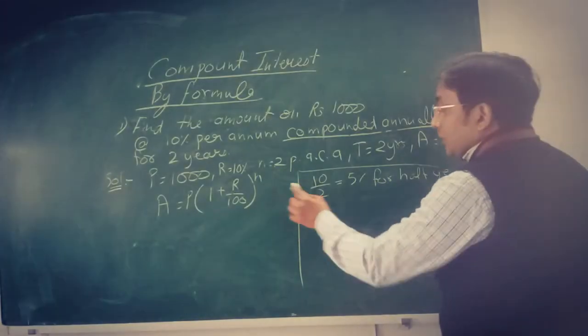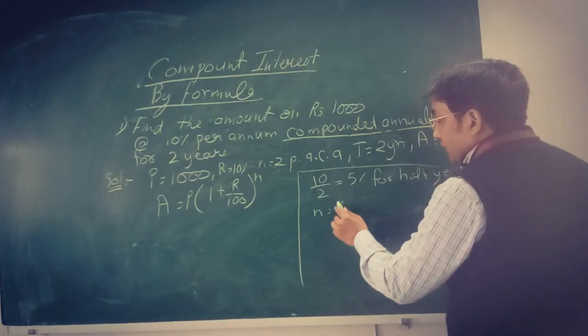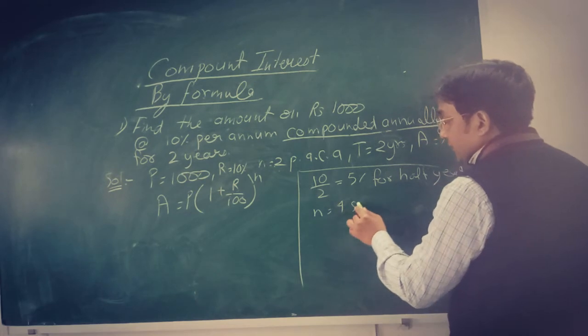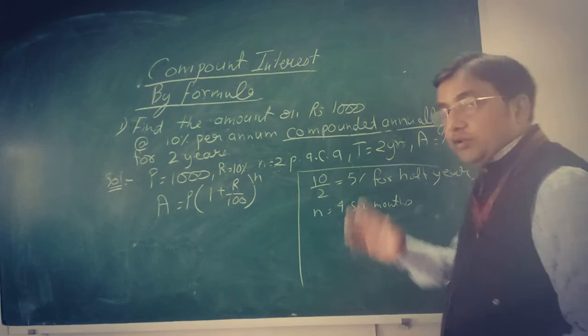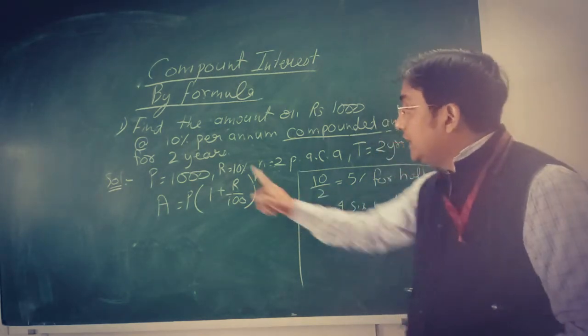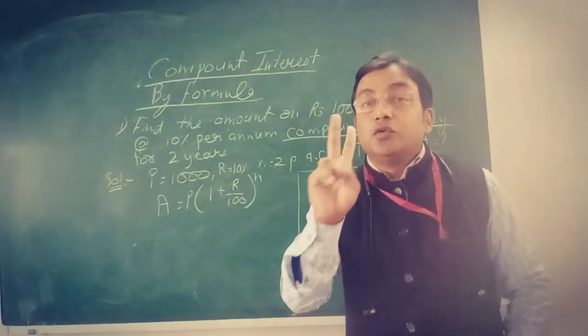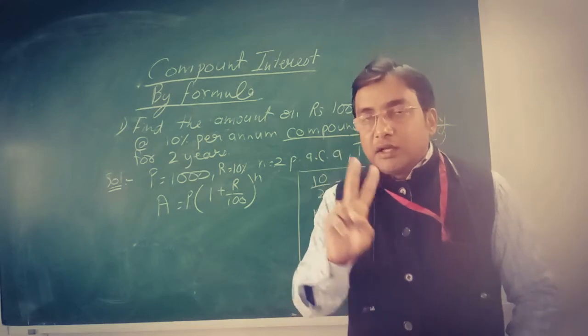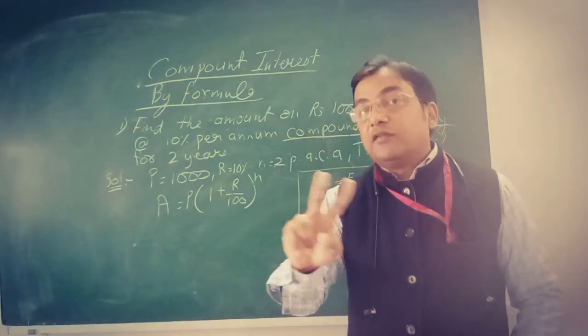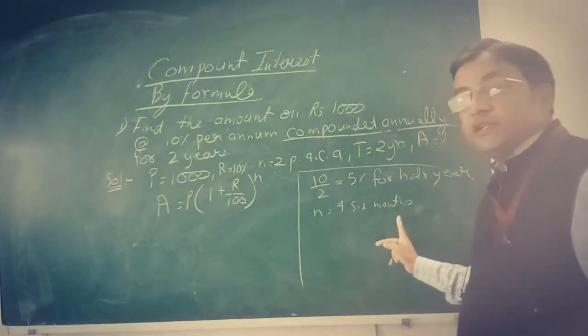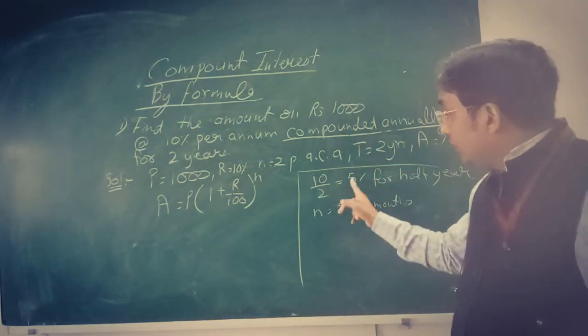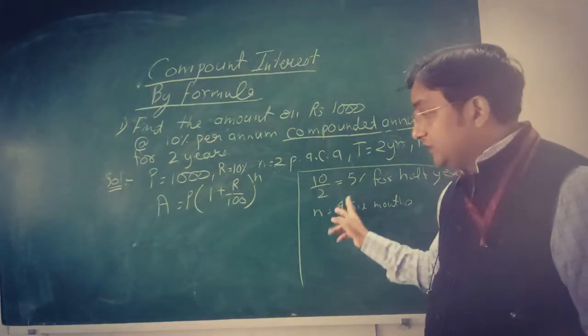You can use common sense. In 1 year, we have got 2 six months, 2 half years. Then in 2 years, we will have 2 more. So the total will be 4 six months. So this will be your value of R and N. I told you that's why these things change.